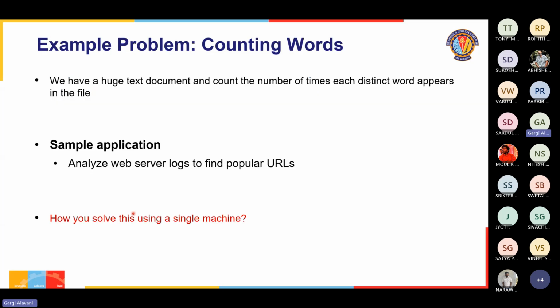Now let us discuss an example of MapReduce which is provided in this white paper. It's a very simple example: counting of words. Let's say we have a huge text document and we want to count the number of times each distinct word appears in this file. A sample application could be analyzing web server logs to find the popular URLs. How can you solve this using a single machine?